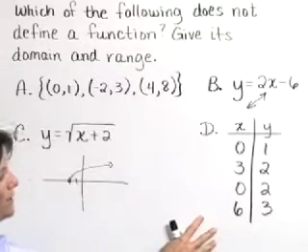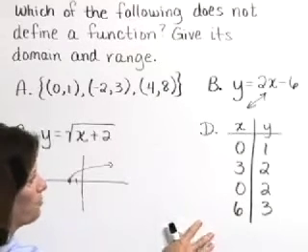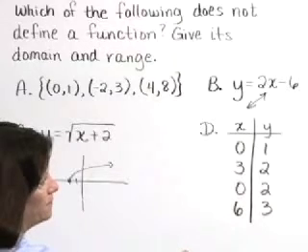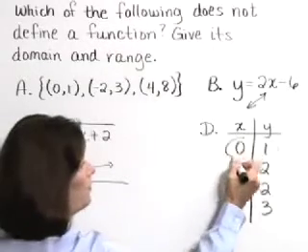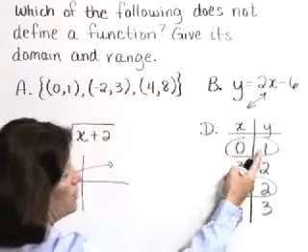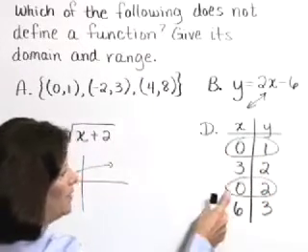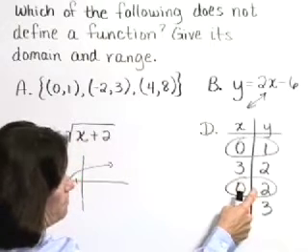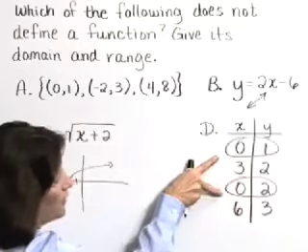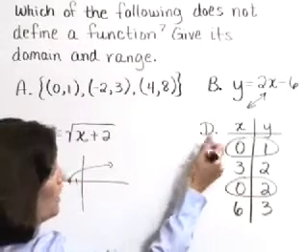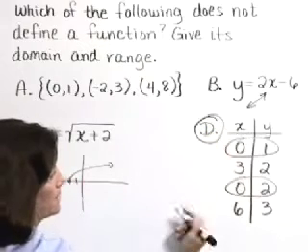Now to D, where we have a table listing points (0, 1), (3, 2), (0, 2), and (6, 3). Here we see repeated x values. We see an x value of 0 that corresponds to 1, and then 0 again corresponding to a y value of 2. Therefore, this is not a representation of a function. So our answer is D. This is not a function.